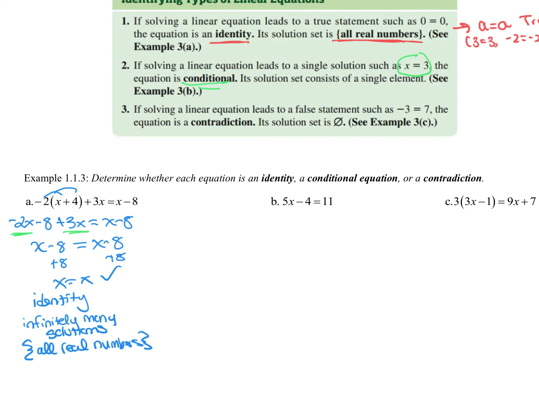So let's try example B. If I try to solve example B, I'm going to add the 4 over, so I get 5x equals 15. Divide both sides by 5, and you get x equals 3. Since x equals something, this is called a conditional equation.